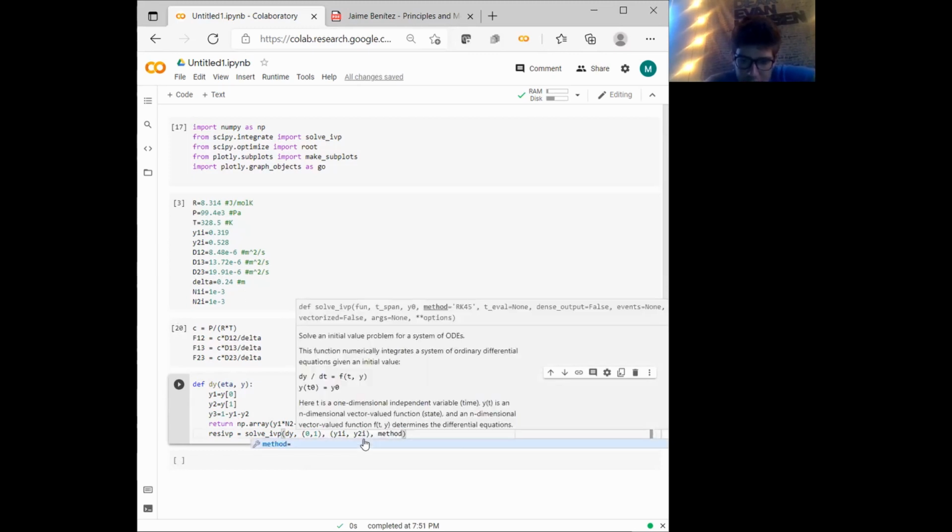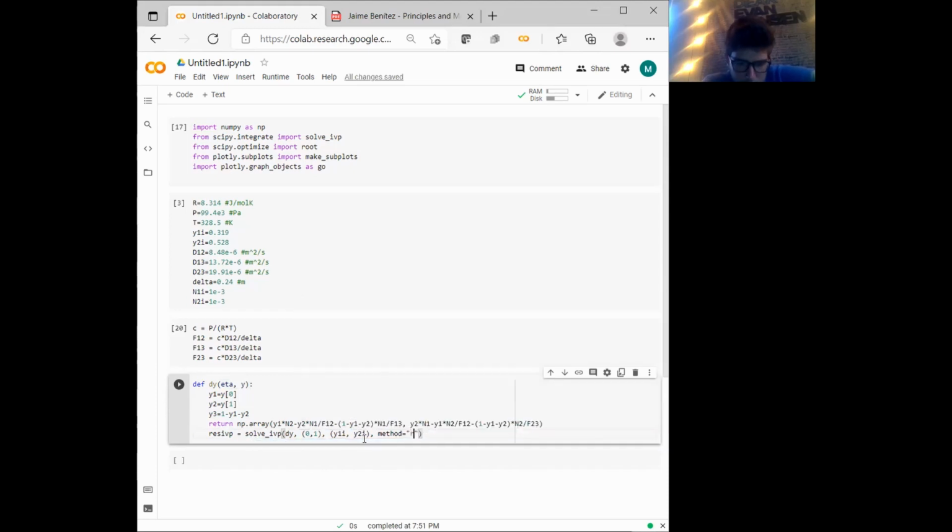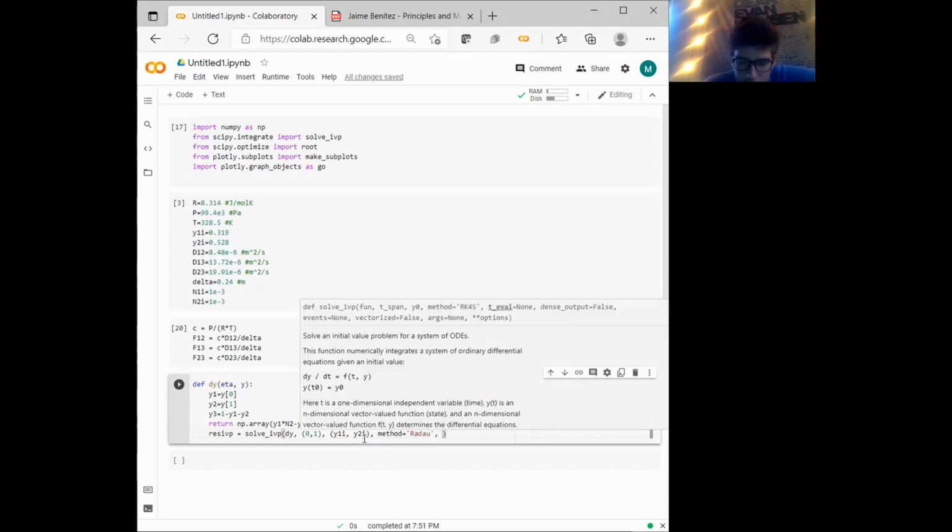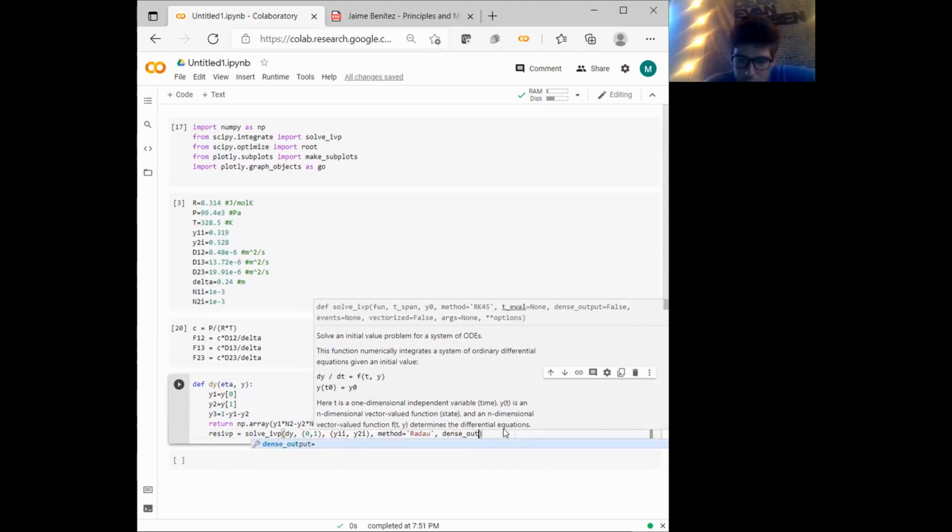And then we are going to select our method, which my professor prefers Radau, and he's better at this than I am. So I'm going to go ahead and go with what he says. Radau. And then I'm going to also do the dense output, dense_output, and set that it's equal to false up there.